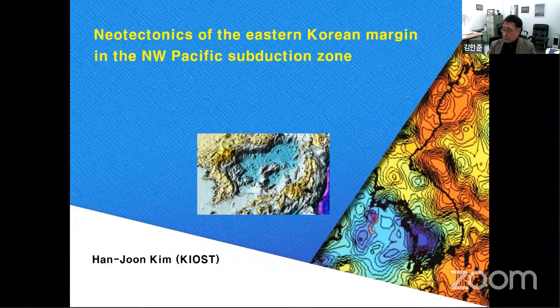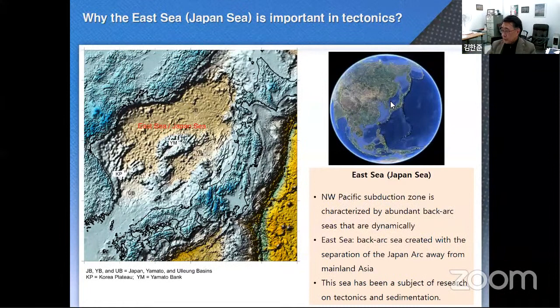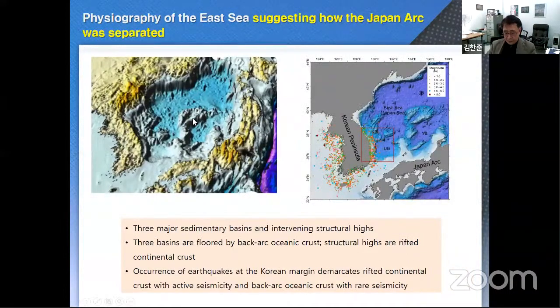Like the Indian Ocean subduction zone, the Northwestern Pacific subduction zone is populated by abundant back-arc seas, and the East Sea between the Korean Peninsula and the Japan Arc is one of those seas. The East Sea is comprised of three major deep water sedimentary basins and intervening structural highs. The three major basins are emplaced by back-arc seafloor spreading, and the structural highs are lifted fragments of continental crust.